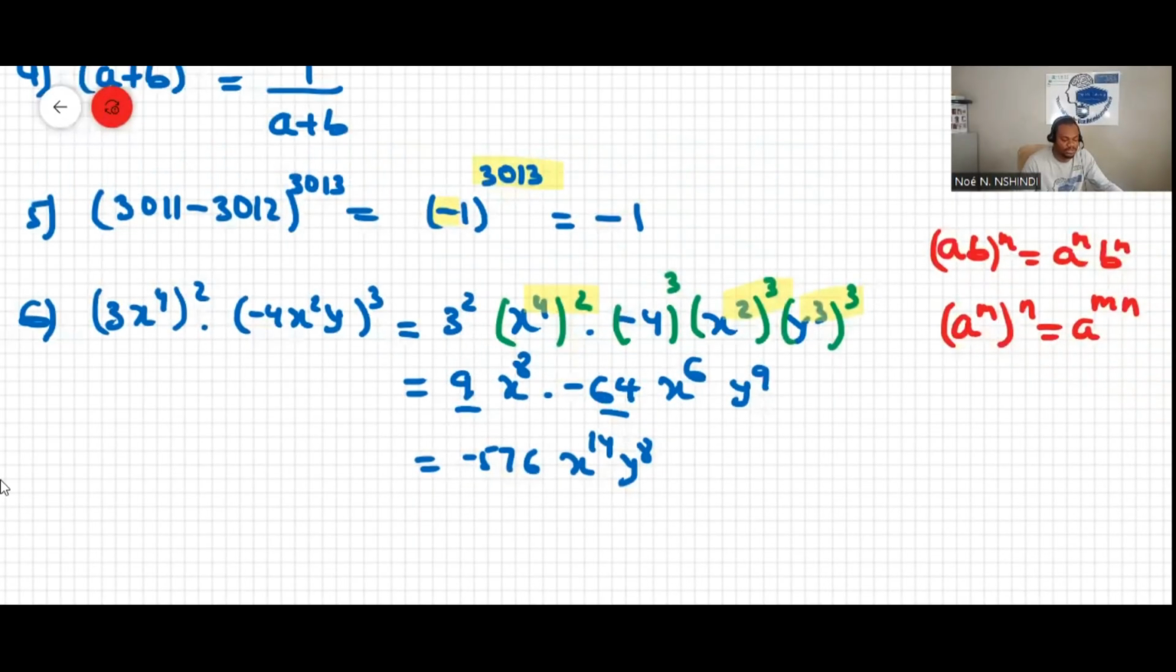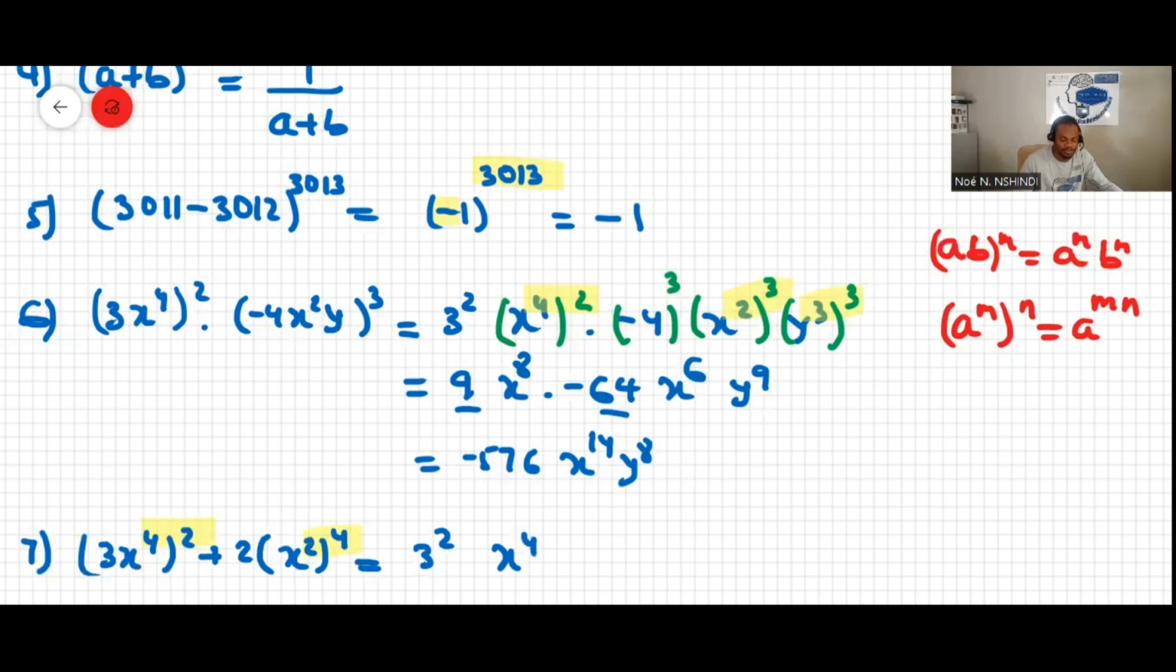Now we can do question 7. So that's 3x to the power of 4 to the power of 2 plus 2x squared to the power of 4. So we apply the power here, and that makes 3 to the power of 2, and then x to the power of 4 raised to the power of 2 also. So the power of 2 is for the 3 and also for the x to the power of 4.